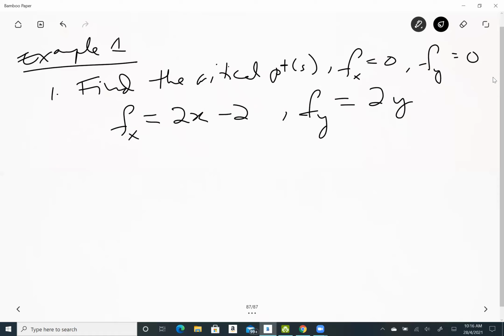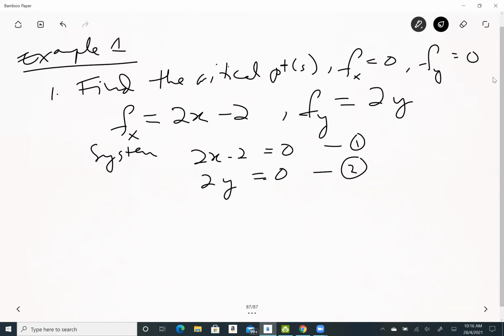So I have a system of equations, right? So you have a system here, which consists of 2x minus 2 equals 0, call it number 1. And then you have 2y equals 0, call it number 2. Very simple system, very straightforward, you get the solution.